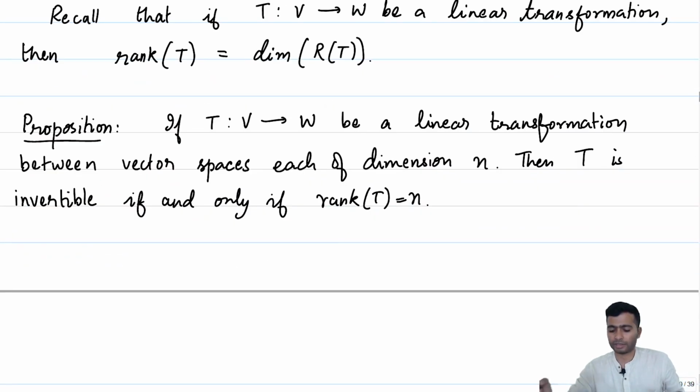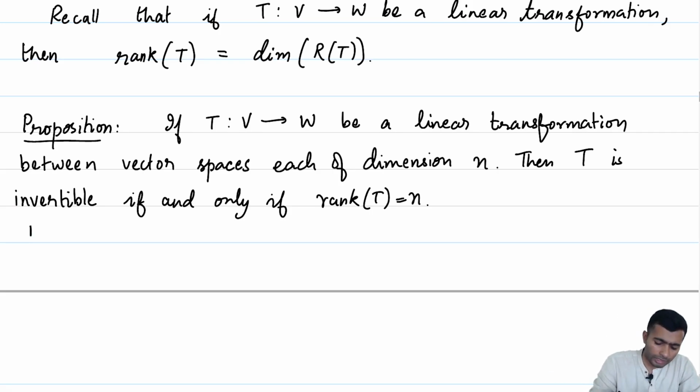One direction is quite straightforward. If T is invertible, then in particular T is a surjective map, and therefore R of T will be exactly the same as W, and therefore the dimension of R of T is the same as the dimension of W, which is n. I will just leave that as an exercise. The other part is, suppose the rank of T is n.